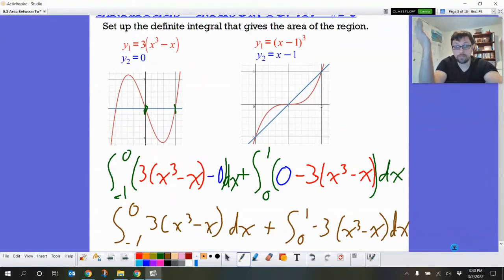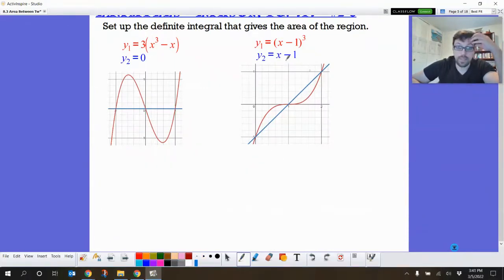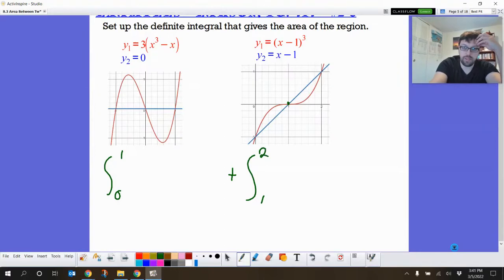All done. Now I'm going to erase that and do the other one. So I'll just hit my clear button. There we go. Now in this one, again, they have a spot where they change places right here at 1. So we want to first do the integral that goes from 0 to 1, and then add that to a second integral that's going from 1 to 2, the other spot where they meet up there.